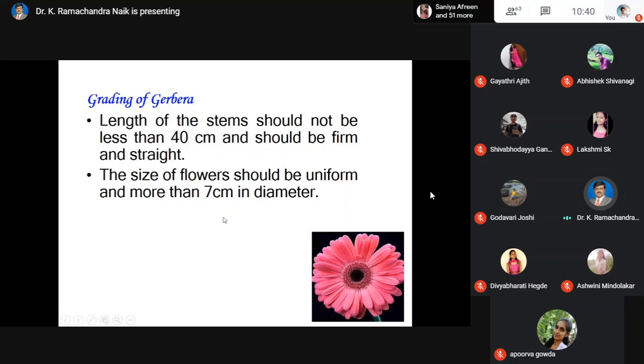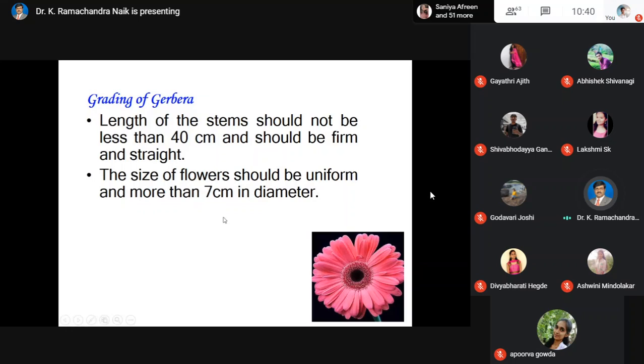Grading in gladiolus. Again, we have grades like fancy grade and special grade. Fancy grade is nothing but grade A, special grade is nothing but grade B, standard grade is nothing but grade C, and the utility grade in case of gladiolus is grade D. For these gradings, the quality parameters considered are spike length and number of florets present. So you can see how the gladiolus work is done.